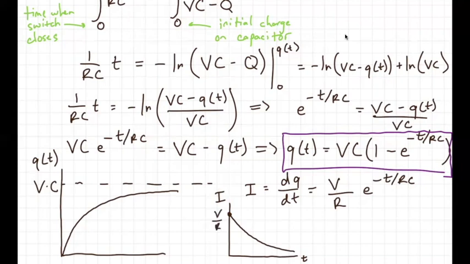Right when time starts, current flows as if the resistor is the only component in the circuit. So the current is maximized at V over R, but as the capacitor fills up, it's harder and harder to move charge. So the current value reduces over time. That makes sense too. So this is a really quick introduction to the circuit analysis you would do with an RC circuit.